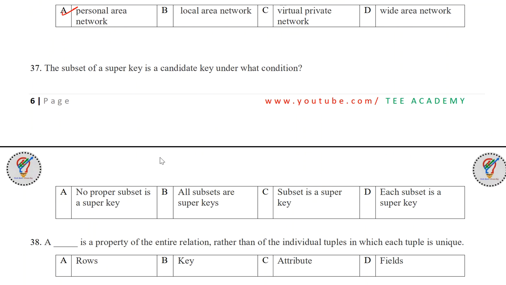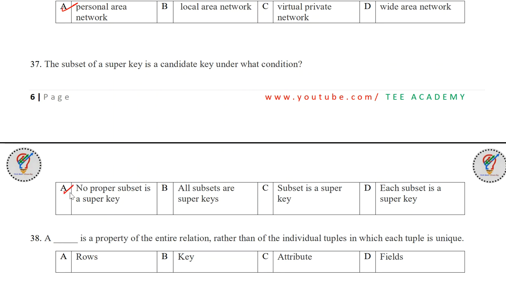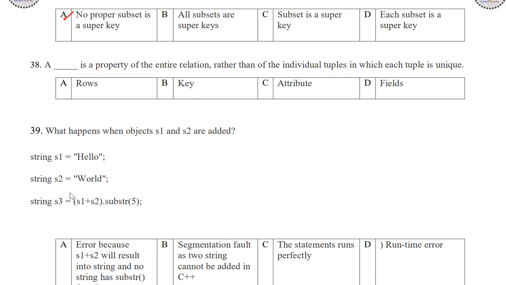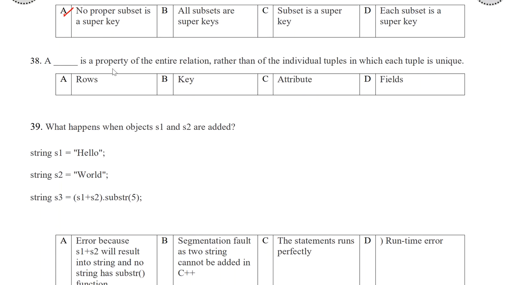Now, the subset of a super key is a candidate key under what condition? So no proper subset is a super key here. So that is the right answer for this 37th question. Next one: dash is a property of the entire relation rather than individual tuples, in which each tuple is unique. So it is a key. So that is the answer.